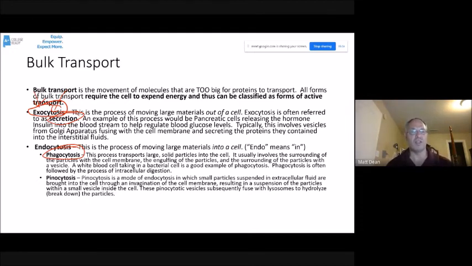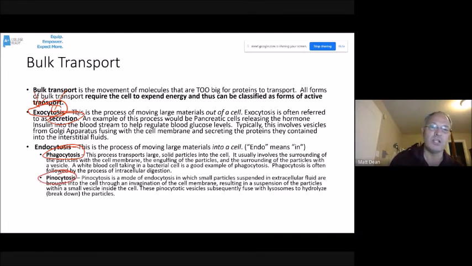This usually involves surrounding the particles with the cell membrane, engulfing those particles, surrounding them with a vesicle, and then using structures like the lysosomes to break down and digest those materials. A good example of this would be a white blood cell phagocytizing a bacterial cell, taking it in, and then following that up with intracellular digestion carried out by the lysosomes.